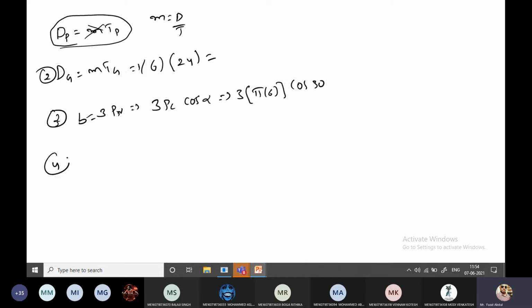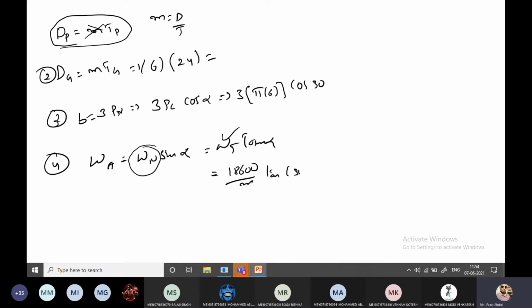Now finally, the fourth question is axial thrust, how much? We have direct relations: Wn into sin alpha, otherwise Wt into tan alpha. With these two equations we have to calculate the end thrust. Here Wn, the normal load, we don't know, but the tangential load we just calculated. So 18600 by module is the tangential load, times tan alpha, 30 degrees. The module value we got as 6. So we will get the WA value.